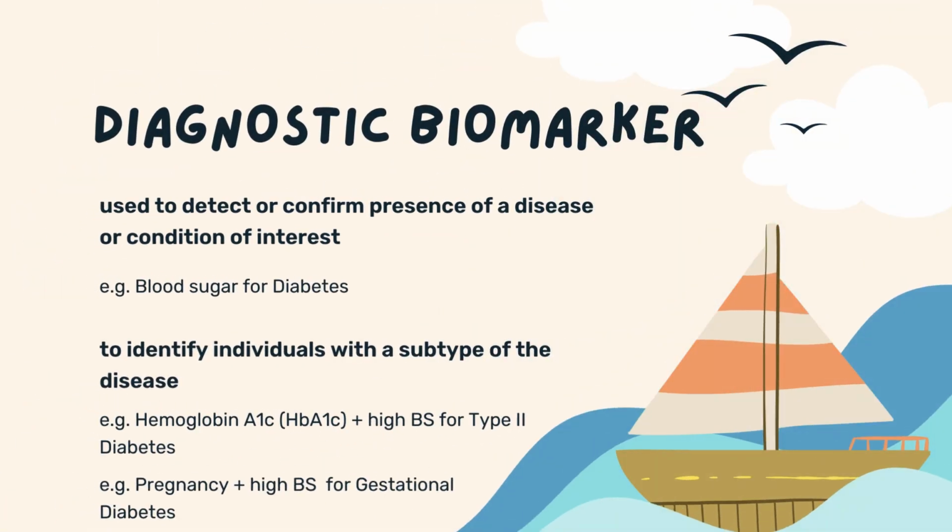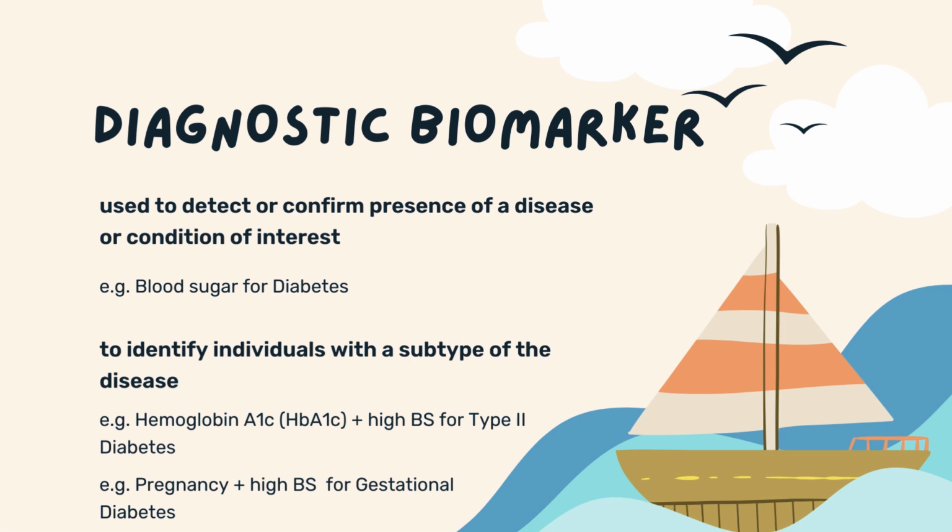First, the diagnostic biomarkers, in FDA guidance, are used to detect or confirm the presence of the disease or condition of interest. For example, we know if we have a really high blood sugar level, we can be diagnosed with diabetes. For high blood pressure, we may be diagnosed with hypertension.